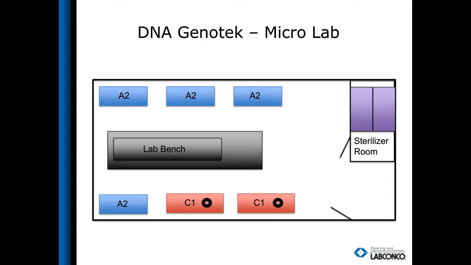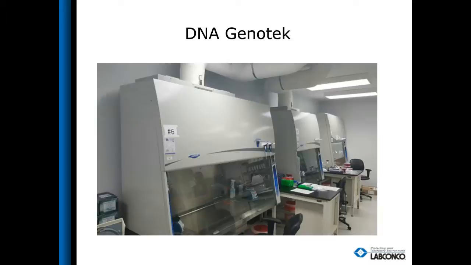So by adopting a flexible technology, they were able to get the best of both worlds and avoid up to around $75,000 in change orders alone. And here, I believe, is a picture of their installation. The 2 cabinets closest to you are those Type C1s, and you can see their ductwork up above, and then the cabinet in the far corner is a 5-foot A2 biosafety cabinet.